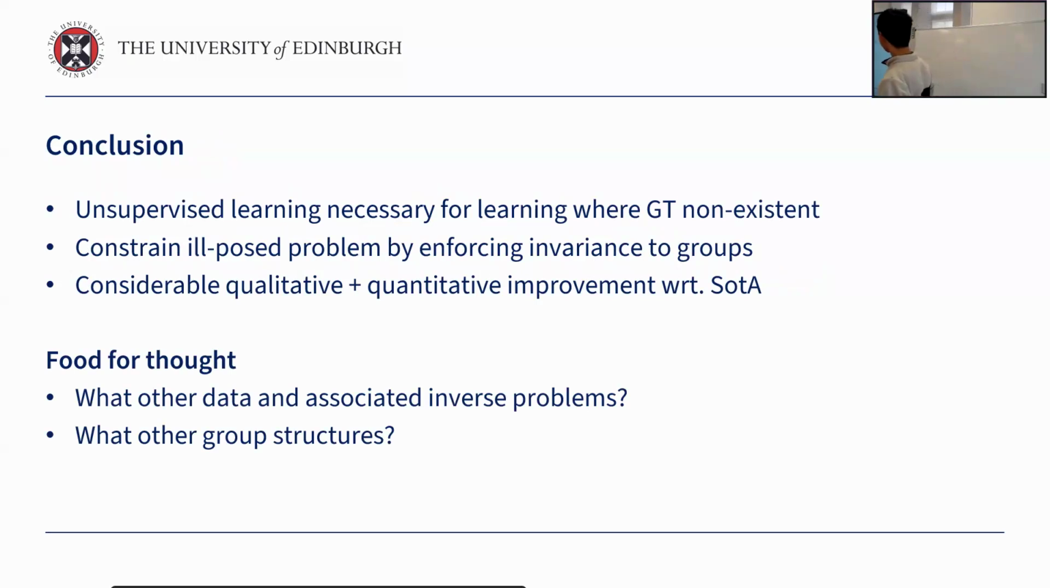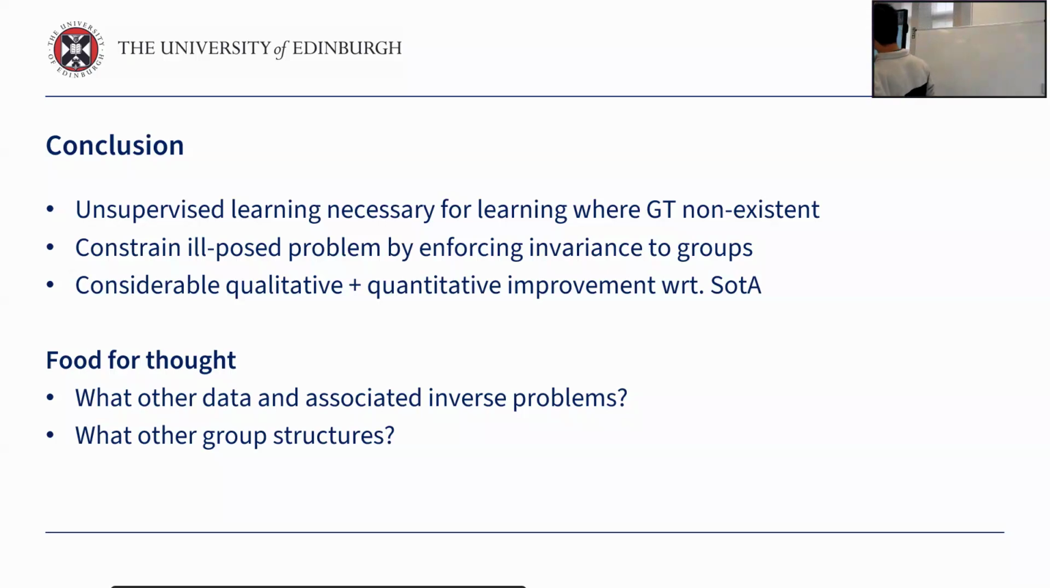Finally, as a conclusion, we've considered 2 inverse problems where ground truth does not exist. These are real problems where the fact that the ground truth does not exist is limiting their advances in the real world. So we need this unsupervised, self-supervised learning. We're constraining the problem using invariance, and by considering bigger groups, nonlinear groups, continuous groups, we're getting considerable performance gains.